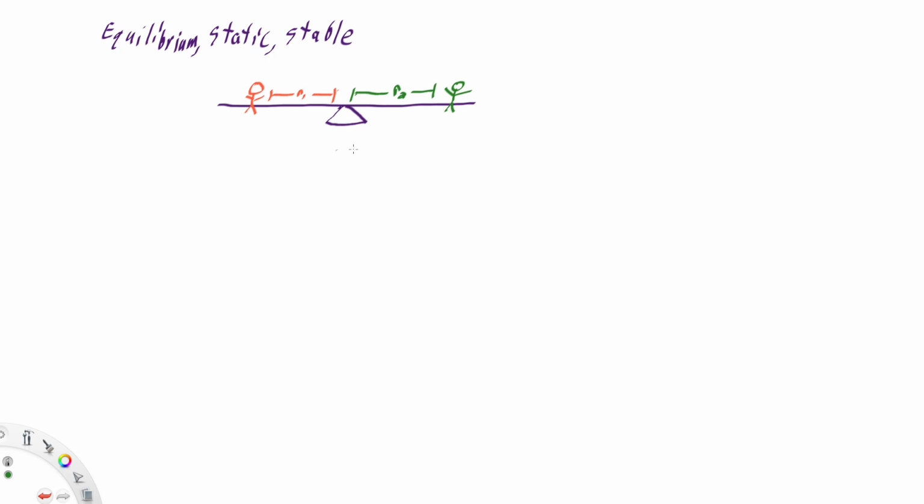Yeah, those are R1 and R2. So R1 and R2 are going to be the distance that these kids are from the center of the seesaw. The center of the seesaw is where the pivot of the seesaw is at.